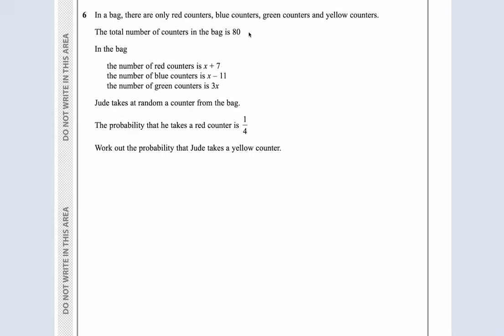The total number of counters is 80. Then it gives you this many red, this many blue, this many green in terms of x. And he says, Jude takes a random counter from the bag. The probability it is red is a quarter. Okay, so let's start with that. So that means x plus 7, because there's x plus 7 red, out of 80, because there's 80 in total. This out of this must equal 1 out of 4.